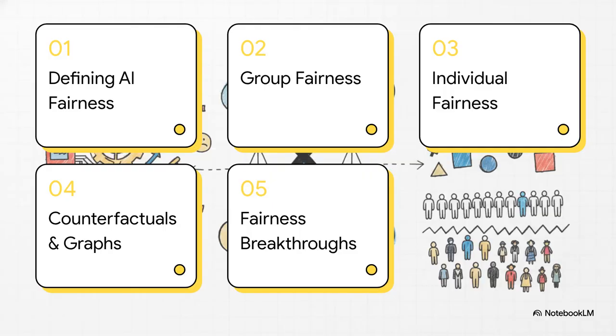Here is our roadmap to demystify all this. We'll quickly cover defining AI fairness, the impossibility of group fairness, the individual fairness standard, counterfactuals and causal graphs, and finally, the latest breakthroughs in fairness tech.